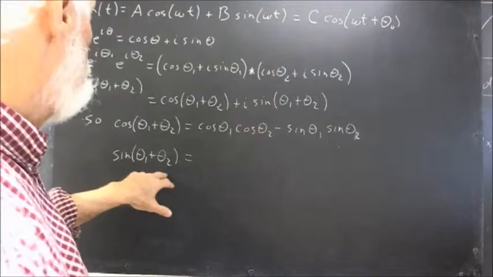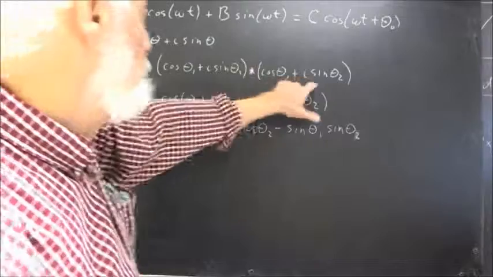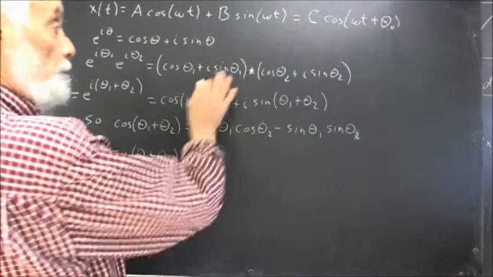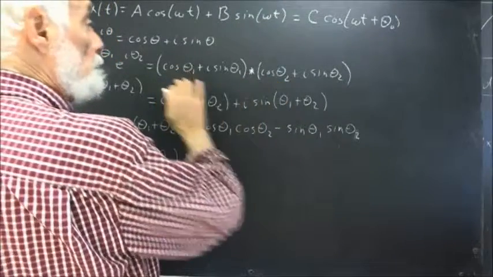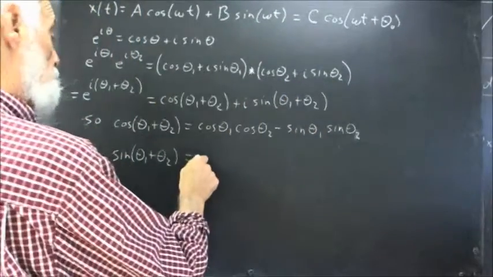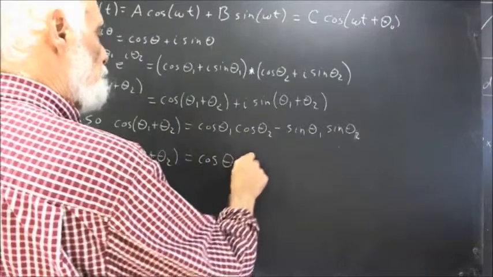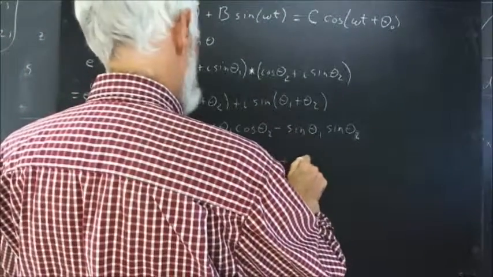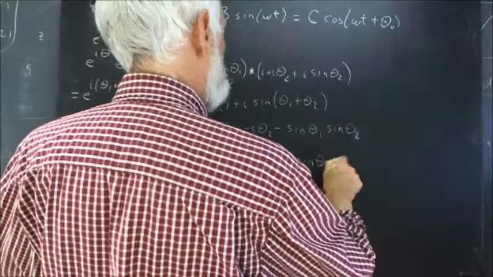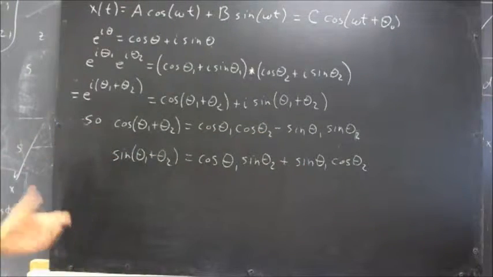Okay, anyhow, the sine of theta 1 plus theta 2 is imaginary, so that's going to be equal to the imaginary part of this product. And that's going to be, you have i sine theta 1 times cosine theta 2, and cosine theta 1 times i sine theta 2. So that's equal to cosine theta 1 sine theta 2 plus sine theta 1 cosine theta 2. So those are the identities for the sum of two angles.